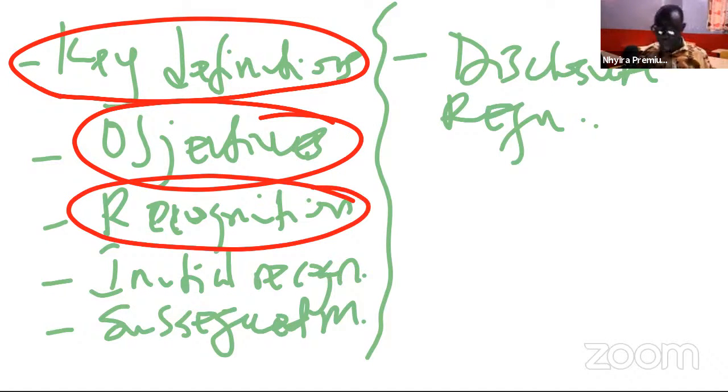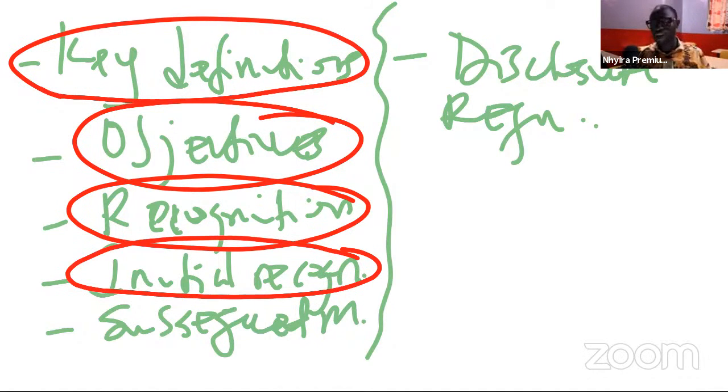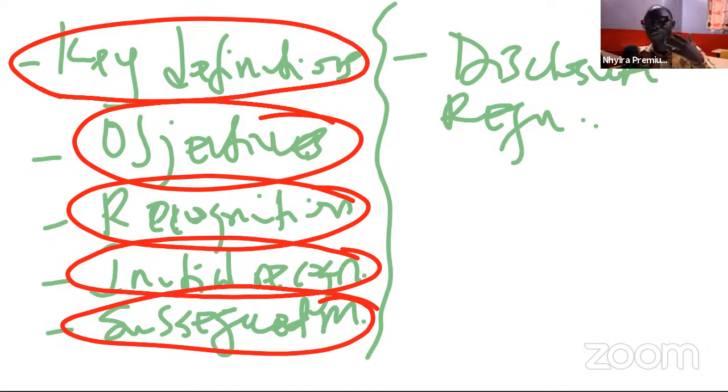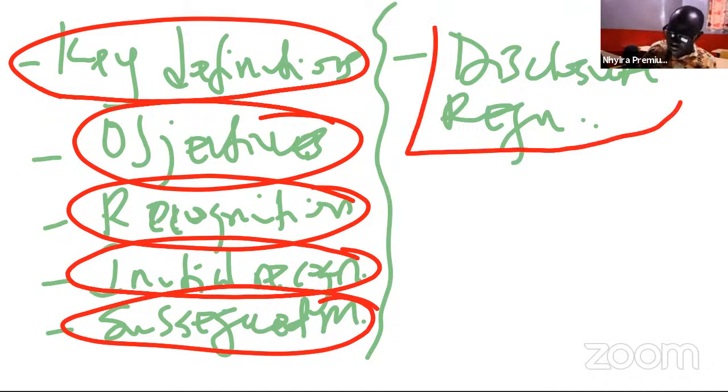What is the recognition criteria for the item that I'm going to recognize in the financial statement? And then what is the initial recognition? In other words, how do we initially recognize this item in the financial statement? Then what is the subsequent measurement? So after the initial recognition, what is the subsequent measurement? That is very, very important. We need to know about that. Then most importantly, any disclosure requirement that has to be taken into consideration.